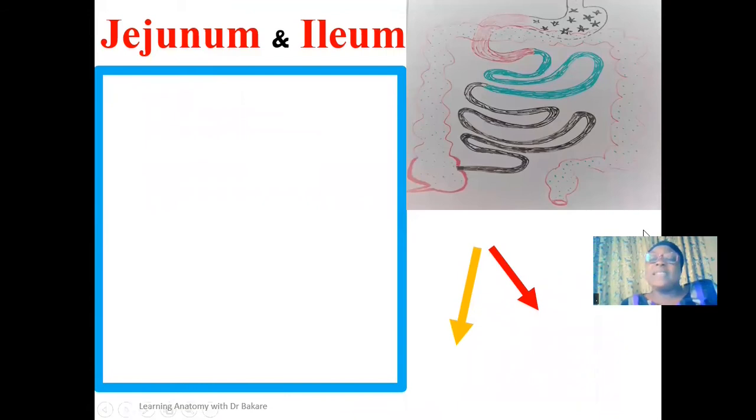The jejunum and the ileum are the second and the third part of the small intestine. The first region of the small intestine is the duodenum. This is the duodenum highlighted in red, the region that begins immediately after the terminal region of the stomach. After the duodenum, the next region that is seen is the jejunum, highlighted in green, and this is followed by the terminal portion of the small intestine, which is the ileum, highlighted in black.